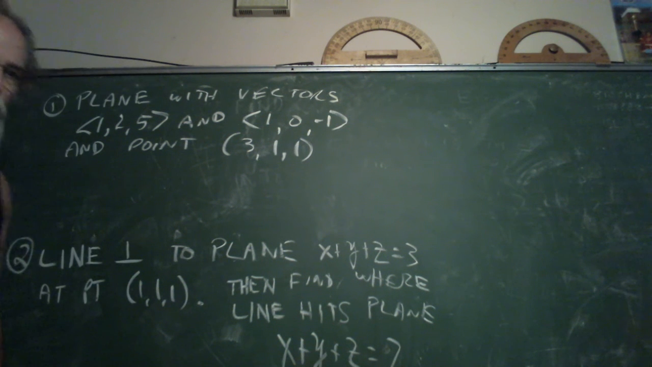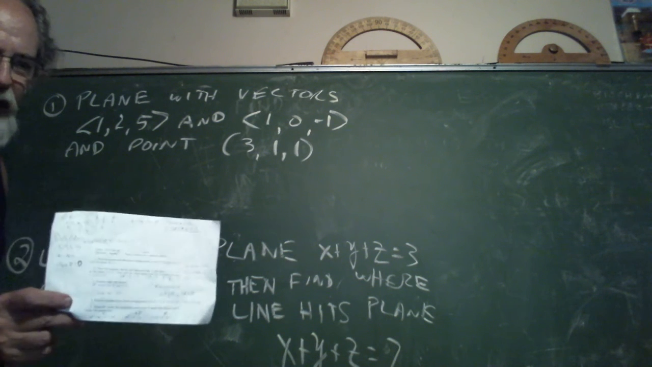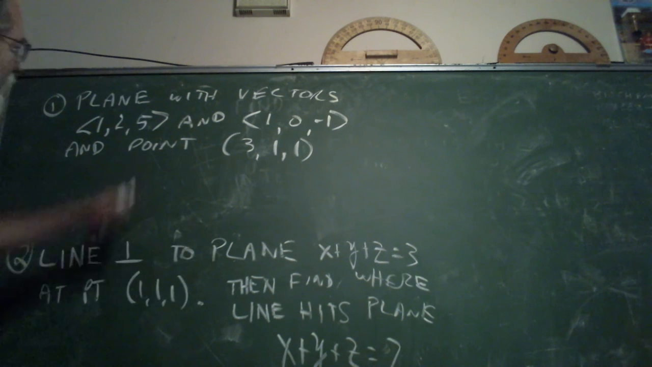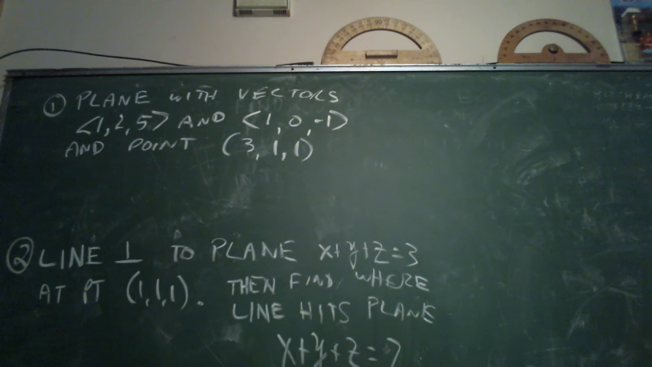All right, so the practice test had 5 problems on it. I'm going to do those 5 problems. It's this little half piece of paper that I handed out. The original problem for the first one was: find the equation of the plane with these 2 vectors lying in it, and it contains the point (3, 1, 1).